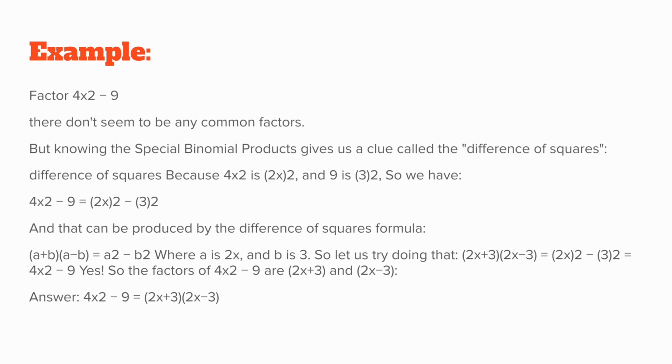So (a plus b) times (a minus b) equals a squared minus b squared, where a is 2x and b is 3. So let us try doing that. (2x plus 3) times (2x minus 3) equals (2x) squared minus (3) squared equals 4x squared minus 9. Yes, so the factors of 4x squared minus 9 are 2x plus 3 and 2x minus 3. So the answer is 4x squared minus 9 equals (2x plus 3) times (2x minus 3).